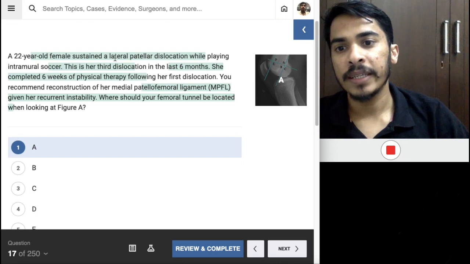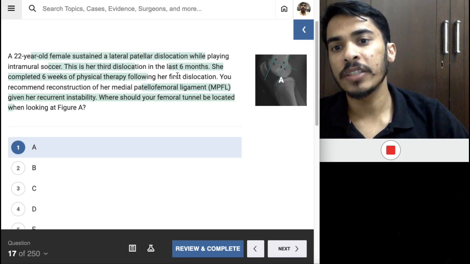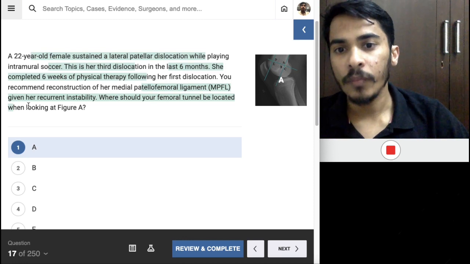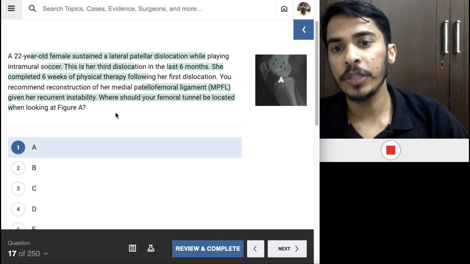A 22-year-old female sustained a lateral patellar dislocation while playing intramural soccer. This is her third dislocation in the last 6 months. She completed 6 weeks of physical therapy following her first dislocation. You recommend reconstruction of her MPFL given her recurrent instability. Where should your femoral tunnel be?